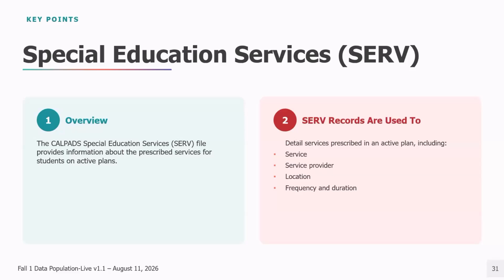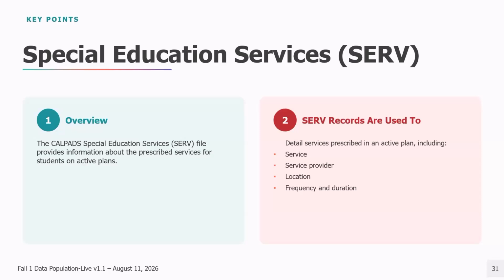So moving on to the Special Education Services file. It captures the specific services outlined in a student's active special education plan. These services are a critical part of documenting how we meet the needs of students with disabilities. While the services data is not included in Fall 1 reports, the California Department of Education is obligated to monitor and enforce LEA responsibilities under the federal Individuals with Disabilities Education Act.